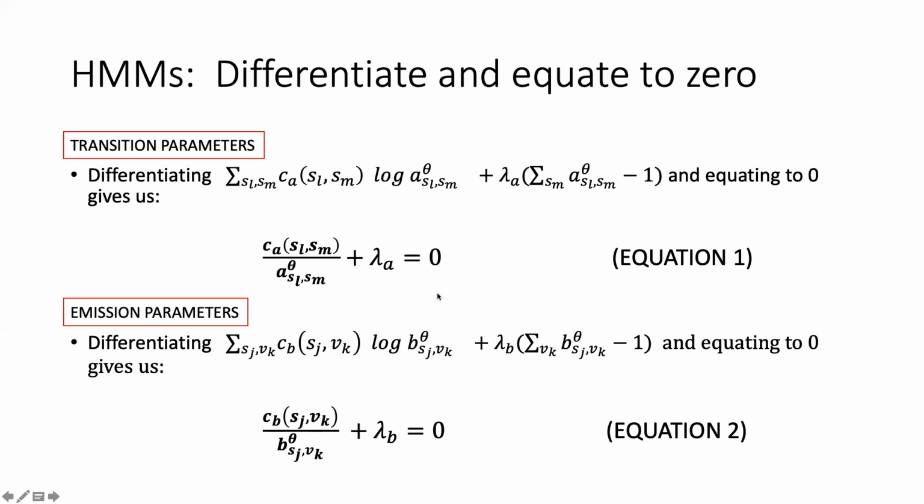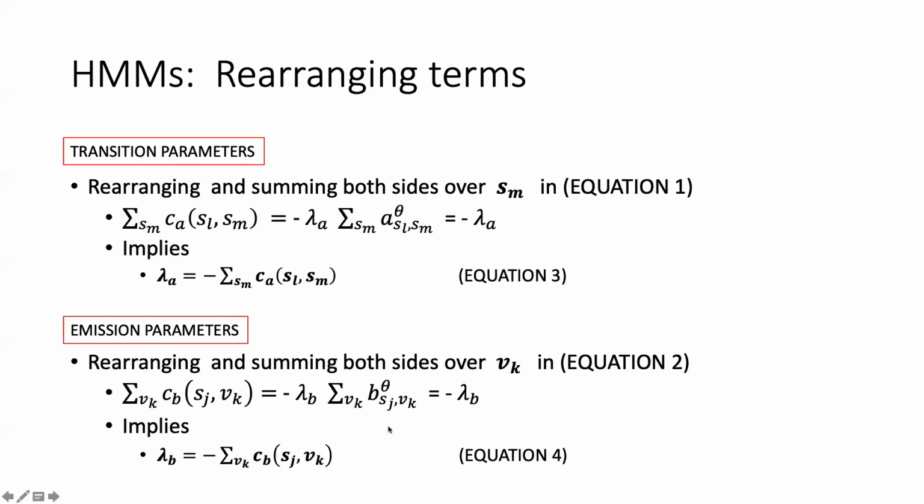These are the expressions for the solution for transition and emission parameters, while lambda A and lambda B are the Lagrange multiplier parameters which are unknown. Let's try to estimate these parameters.